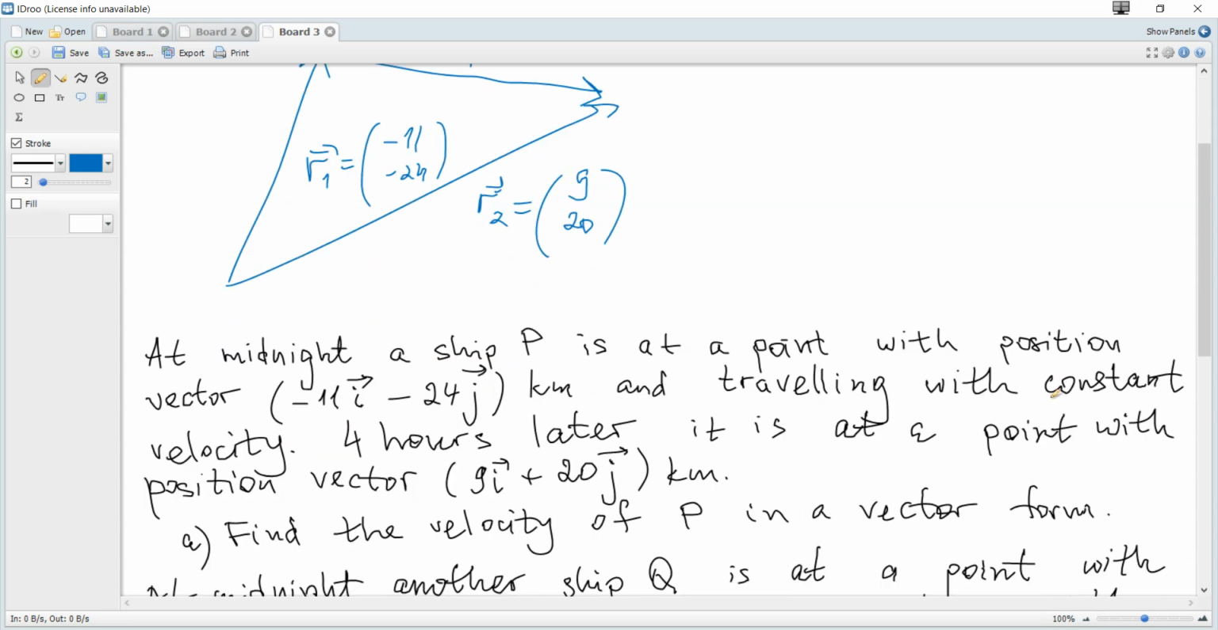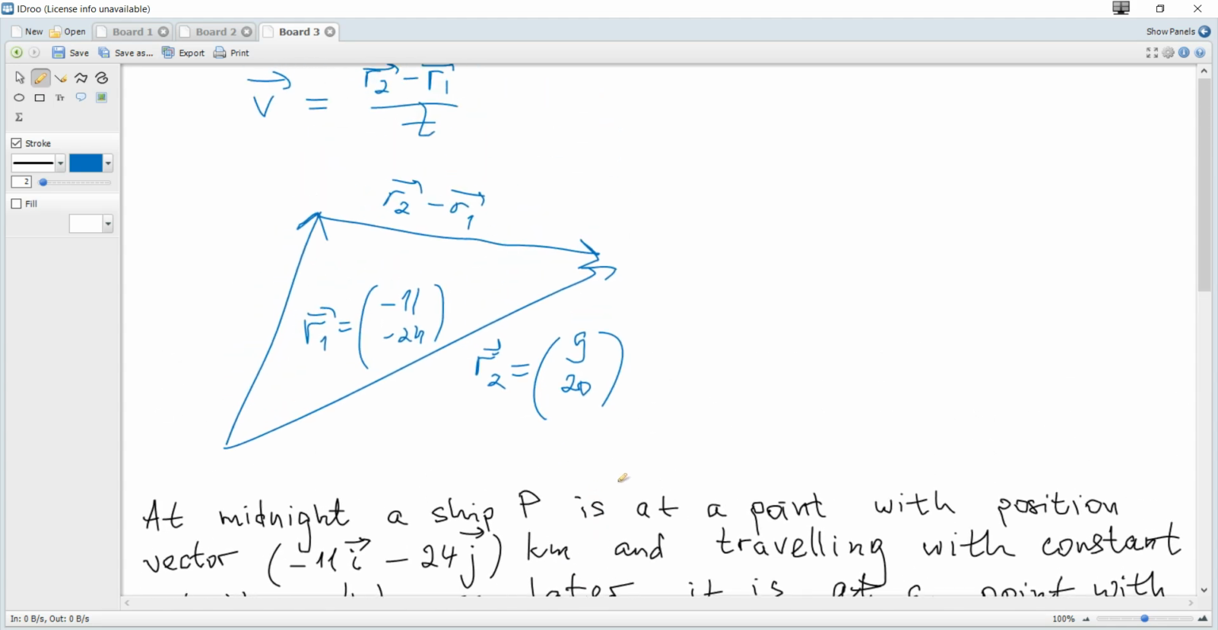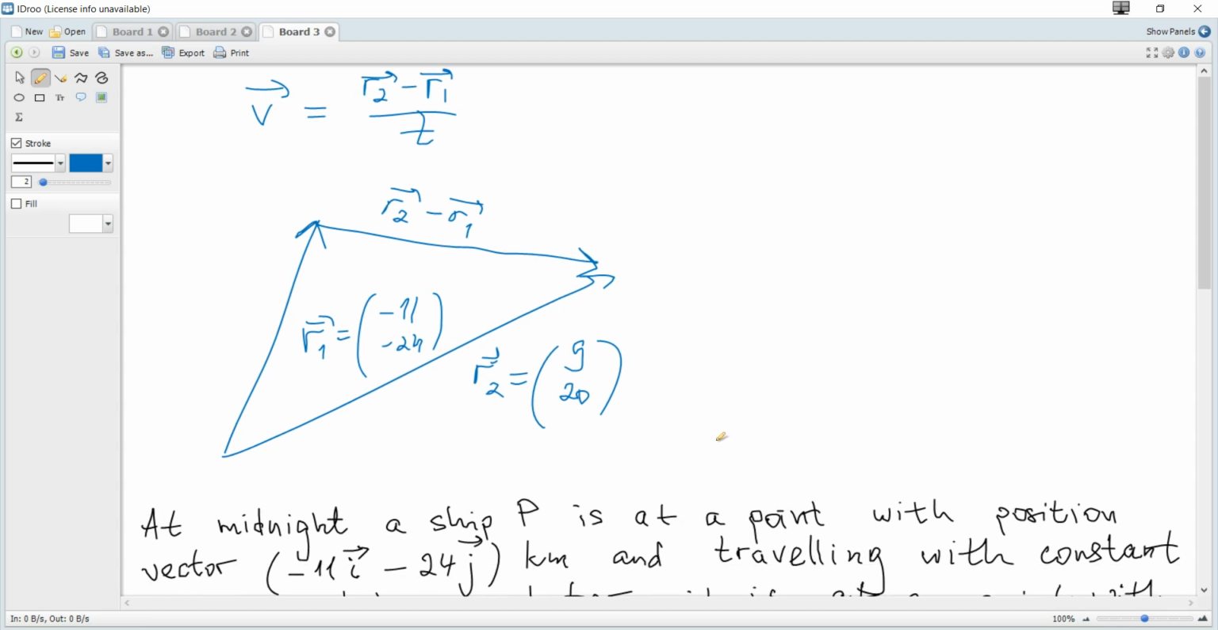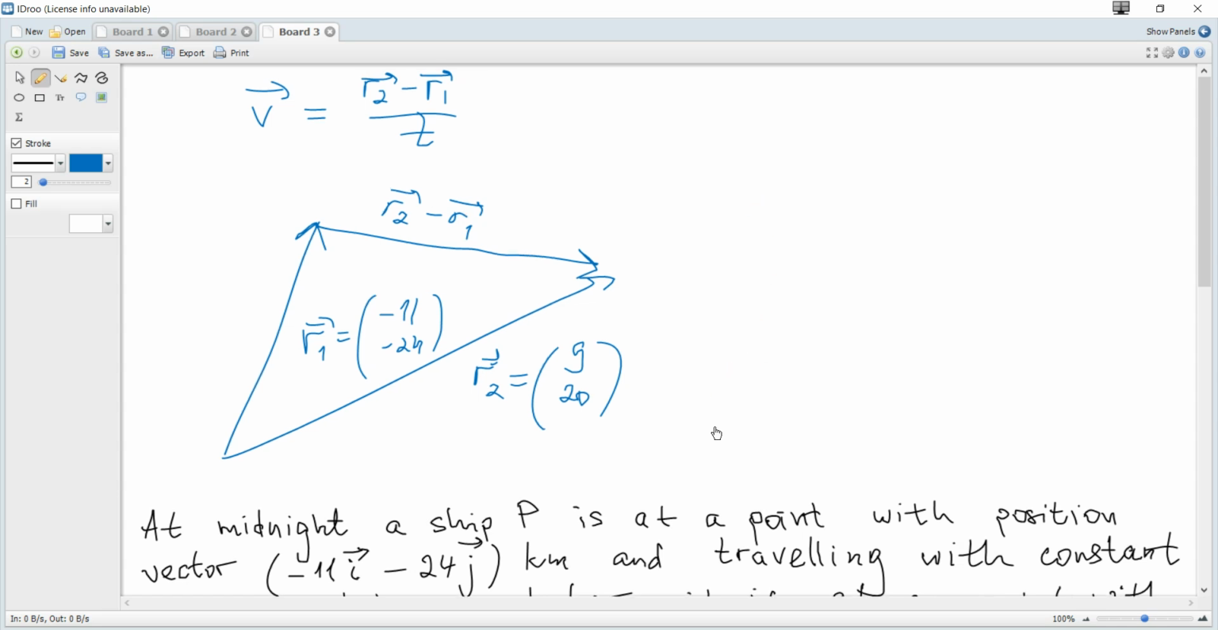It's because it is motion with constant velocity, and the usual formula is velocity equals distance, or displacement, divided by time. It will not be true if it is moving with acceleration.